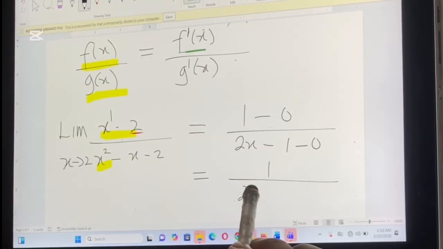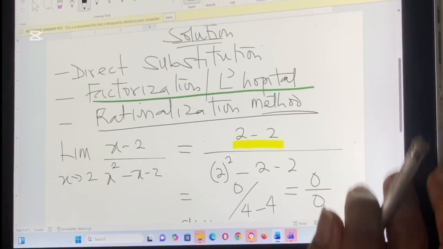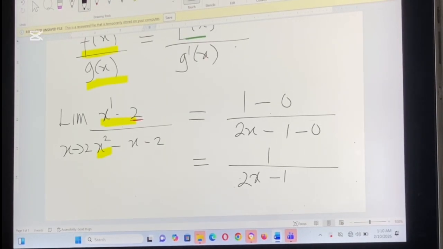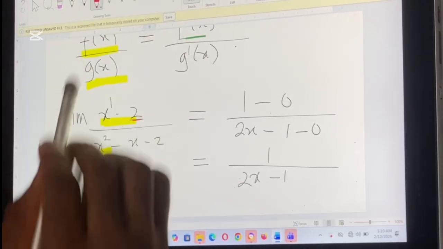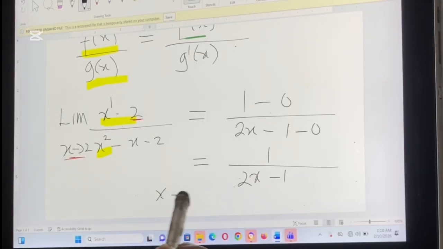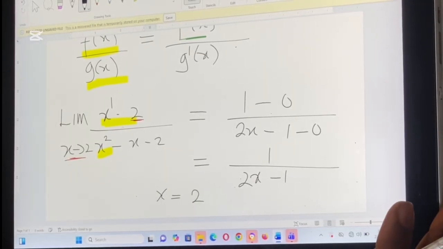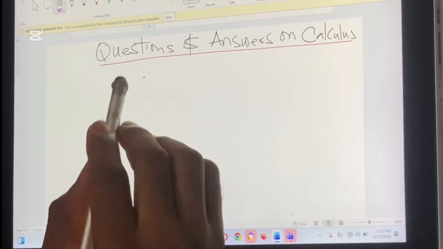I will have this to be 1 over 2s minus 1. But we are given the value of s. The value of s here, that is s tends to 2. Remember, s tends to 2 simply means that s is equal to 2. So replacing the value of s as 2, we have something like this.